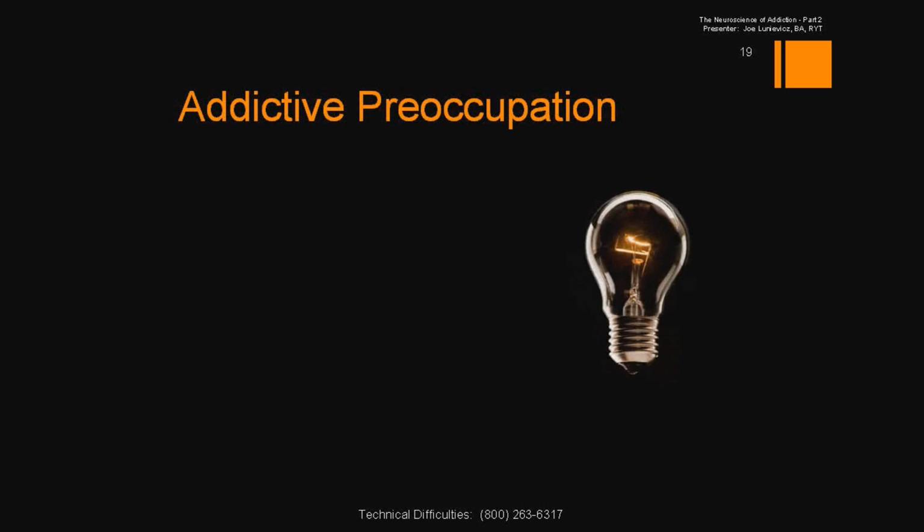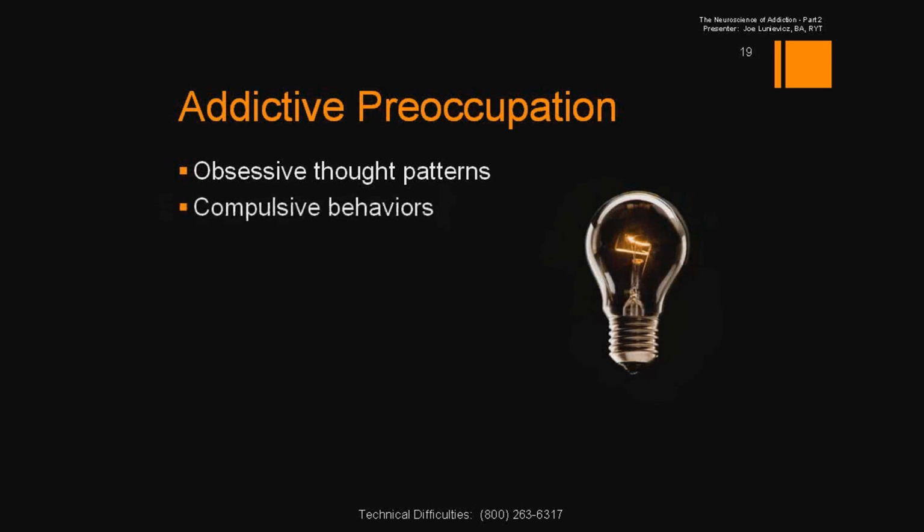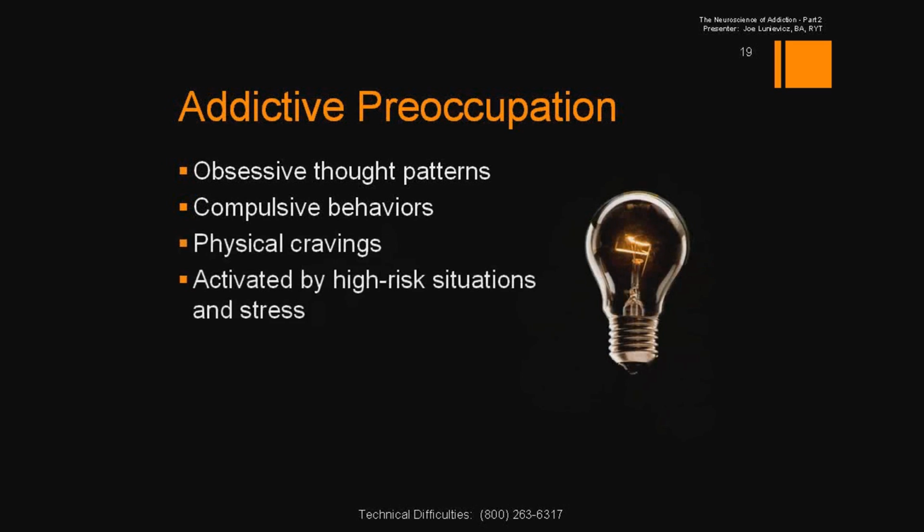So let's look at this concept of addictive preoccupation. These are all the things that are being dealt with, especially in the stabilization period. You've got obsessive thought patterns. And we're going to talk much more about this in part three when we go over relapse, how neuroscience and relapse kind of work hand in hand. Compulsive behaviors, right? Behaviors that are automatic, that are not being influenced by the second-thought decision-making capability because there is limited or impaired capability to do that. Physical cravings. These obsessive thoughts, compulsive behaviors, physical cravings are activated by what we call high-risk situations and stress, including the famous people, places, and things. Right? So these are the external stimuli that come into our brain, we see them, and because of the addictive patterns that are established, we act in compulsive ways and not necessarily helpful or healthy ones.